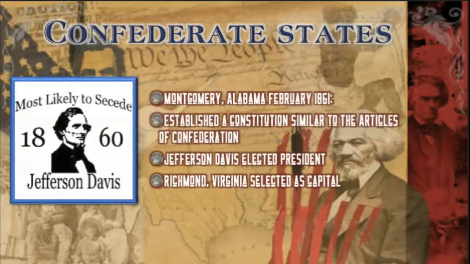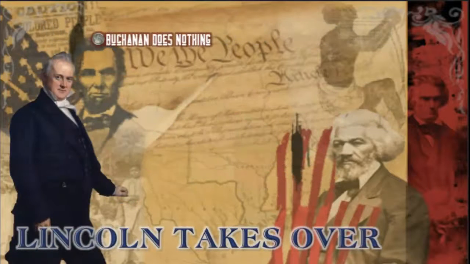Montgomery, Alabama will be the first capital. They will write a constitution that looks a lot like the Articles of Confederation. When Virginia leaves the Union as well, the capital will be moved to Richmond. So during this period of time, from when the South is leaving till Lincoln comes into office, our best president ever, James Buchanan, does nothing.